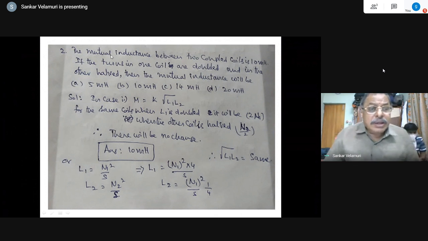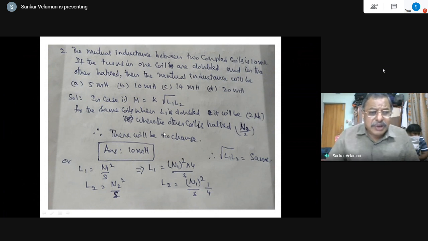I repeat, the mutual inductance between the two coupled coils is 10 millihenries. If the turns in one coil are doubled and in the other halved, then the mutual inductance will be 5 millihenries, 10 millihenries, 14 millihenries, or 20 millihenries. It can be easily seen based on the justification.